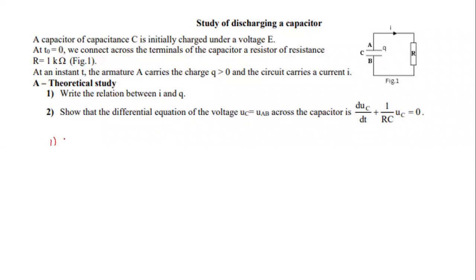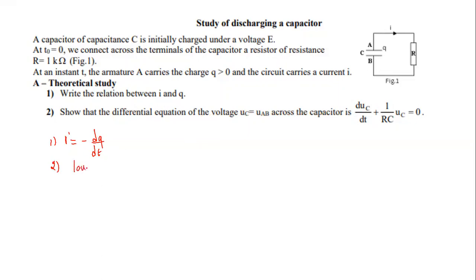Part 1, we have I equals minus dq over dt, since we are using a discharging process. Part 2, show that the differential equation in terms of uC is of the form duC over dt plus uC over RC equal to 0.